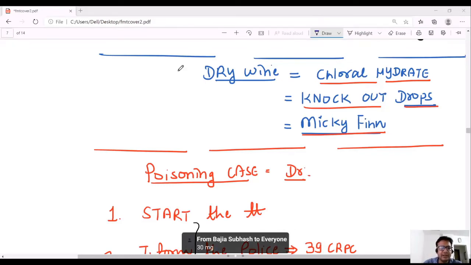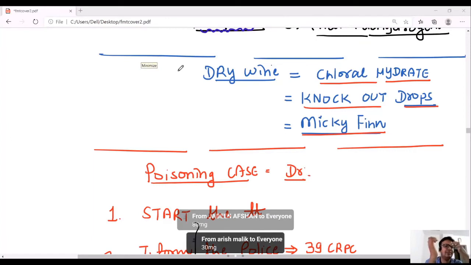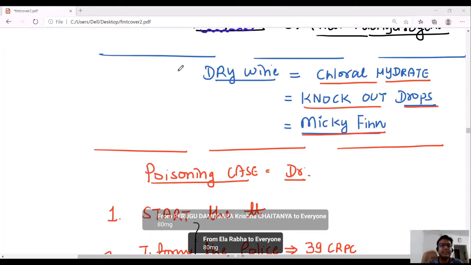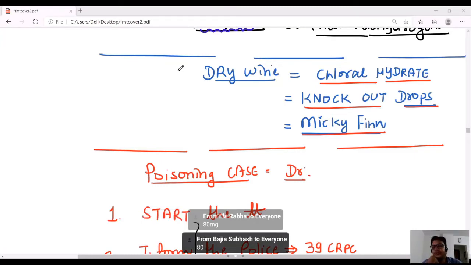Nystagmus is seen at what level? 80 milligram percentage. What is the best test for ethanol? Gas chromatography. Very good.